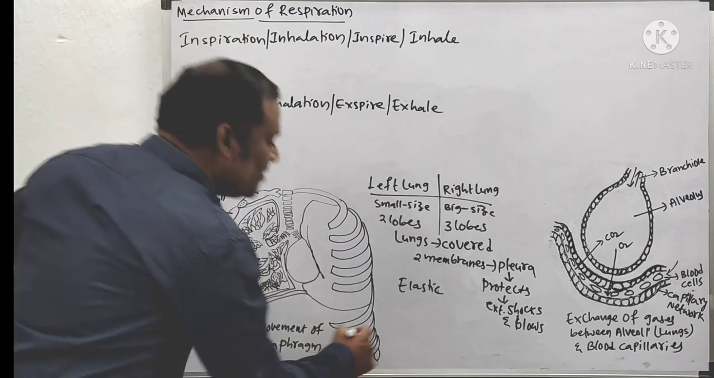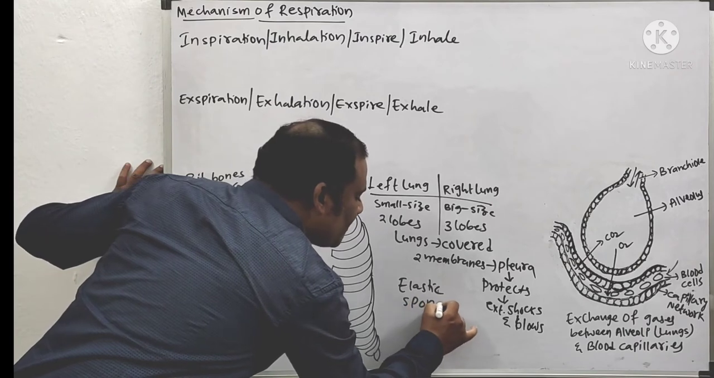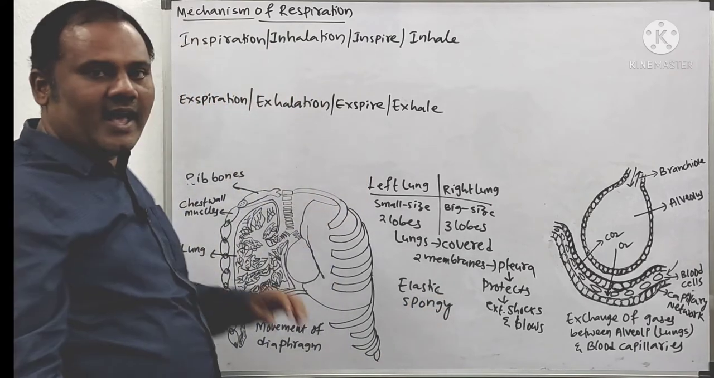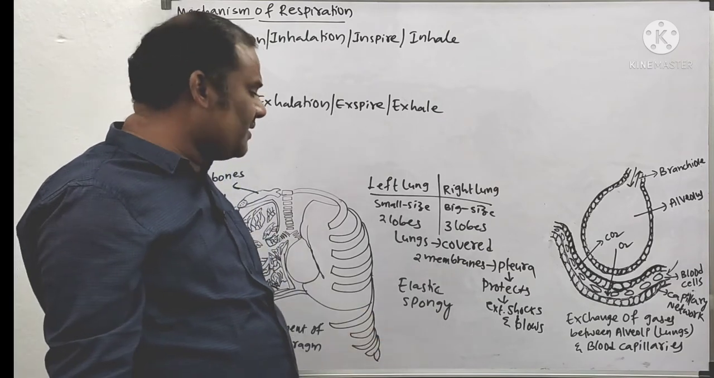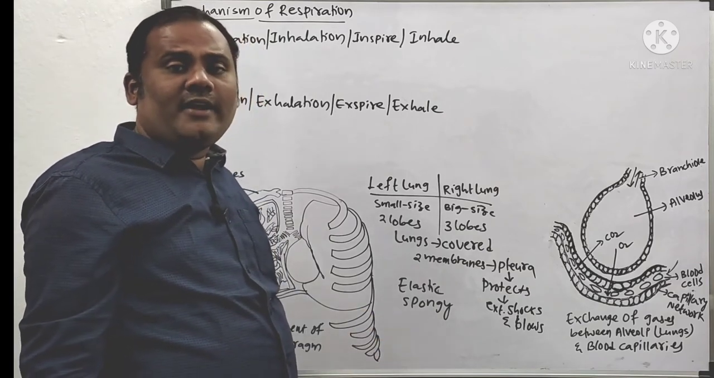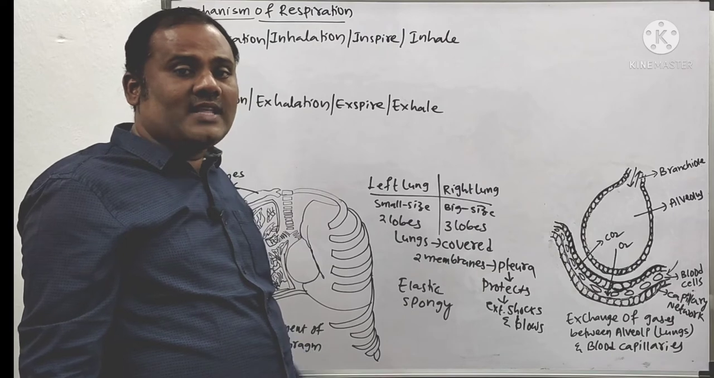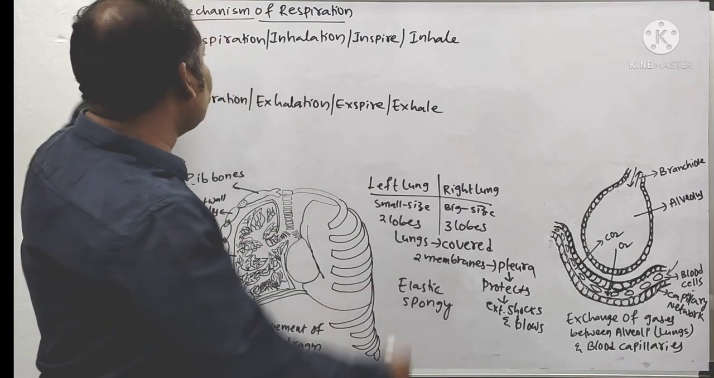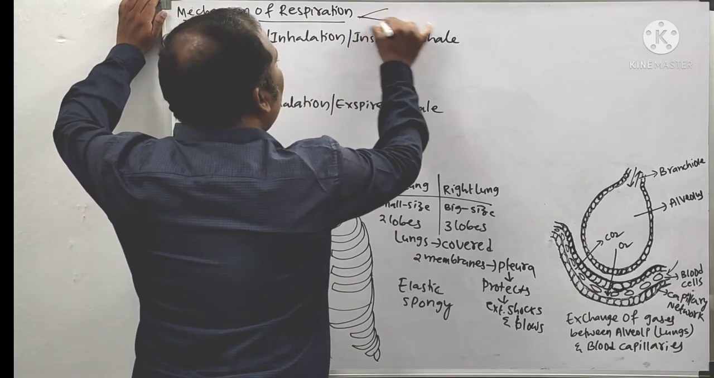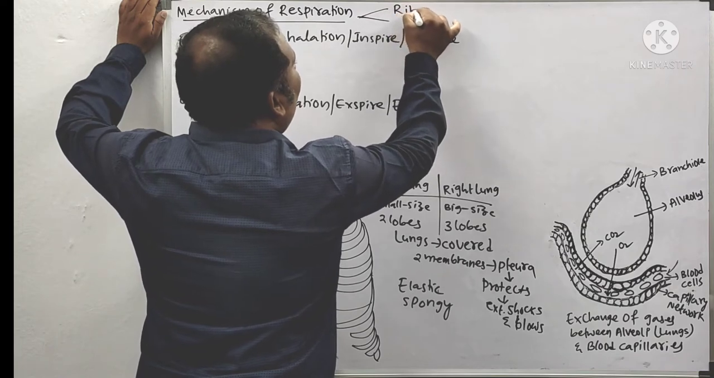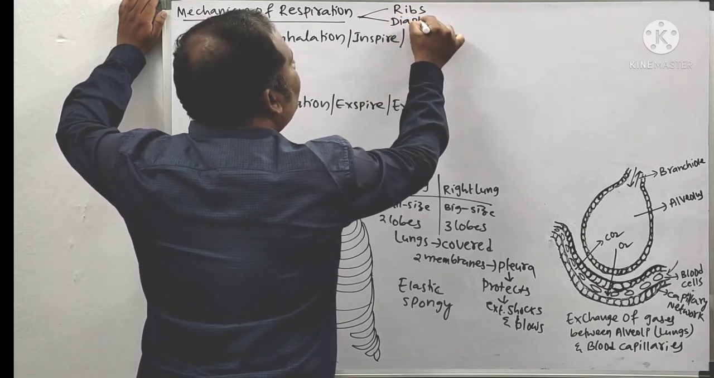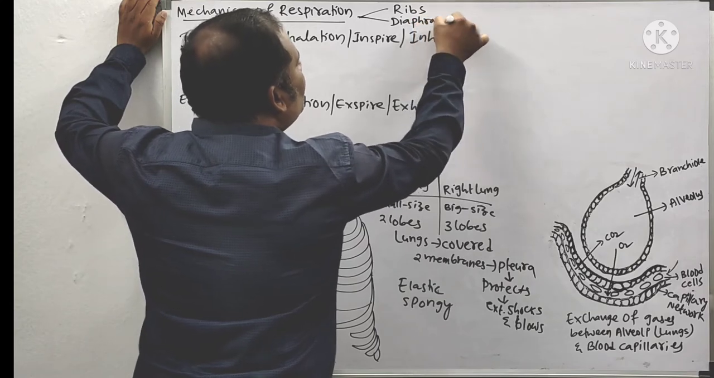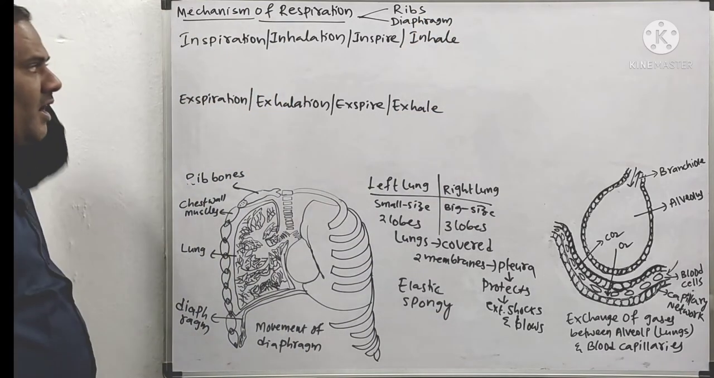And somewhat spongy in nature also. Elastic and spongy. And so this is about the lungs. Now, in the mechanism of respiration, two organs are playing the major role. What are they? One is the ribs and the second one is the diaphragm. So these two are playing the major role.